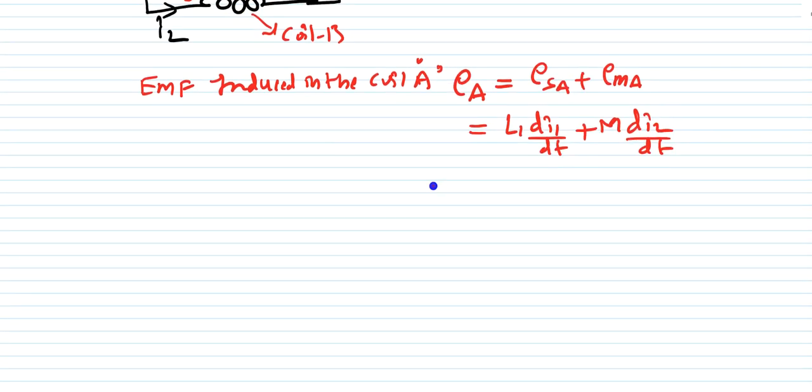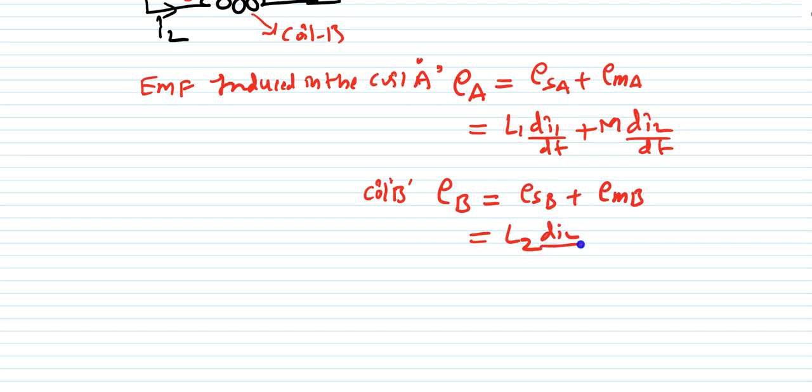Similarly, write the EMF induced in the coil B. What is this one? Again, the self-induced EMF of coil B plus the mutually induced EMF of coil B. So it is L2 di2 by dt plus M di1 by dt, isn't it? You can write it like this.